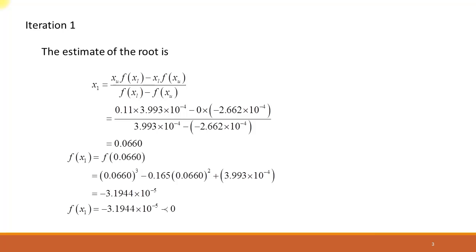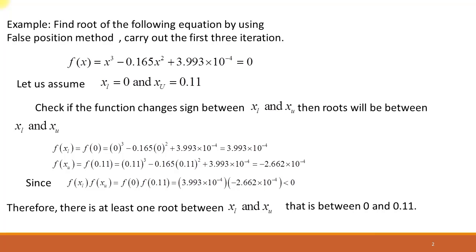So for the next root, check the sign of the function on the previous root. Before x1 we have two roots, xl and xu, and the function has opposite signs at xl and xu: positive at xl and negative at xu.